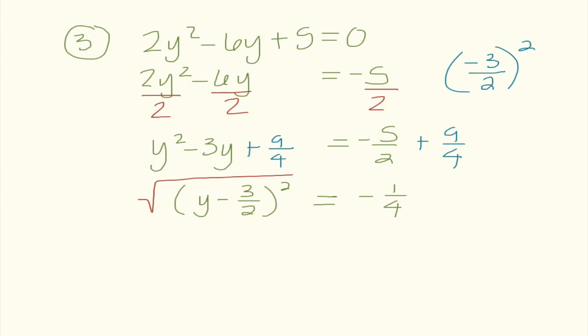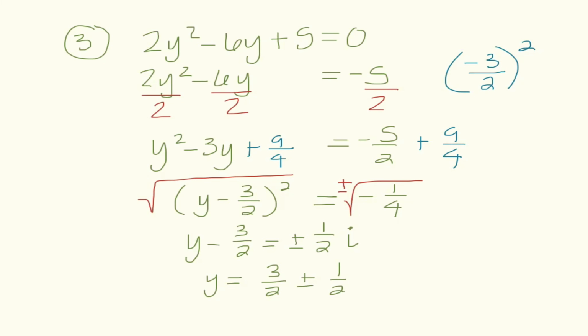So I'm going to square root both sides, and I know I need plus or minus. So I get y minus 3 halves equals plus or minus, and we have two major problems here. First of all, I have a negative, which signals to me that I'm going to get an i as my answer. Secondly, I have a fraction, so I know I need to square root 1 and I need to square root 4, and I end up getting 1/2. Lastly, to get y all by itself, I'm going to add 3/2 to both sides. So I get y equals 3/2 plus or minus 1/2 i.